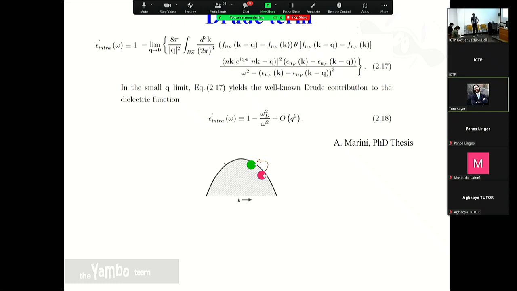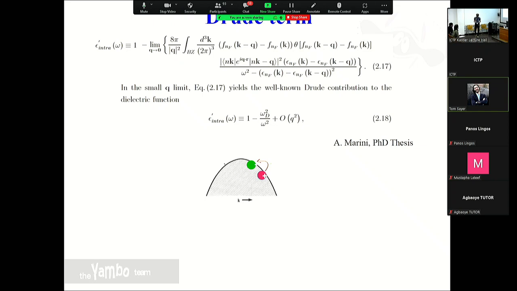So, the first message is if you have a metal, usually it's not very useful to do BSE because the metal will screen a lot. Let's say it's a doped semiconductor, or a semi-metal, or some weakly metallic system, where the metallic density is very low.